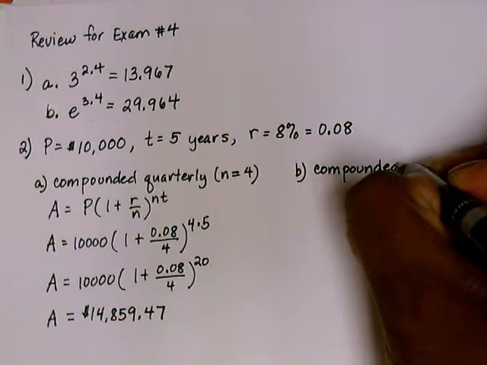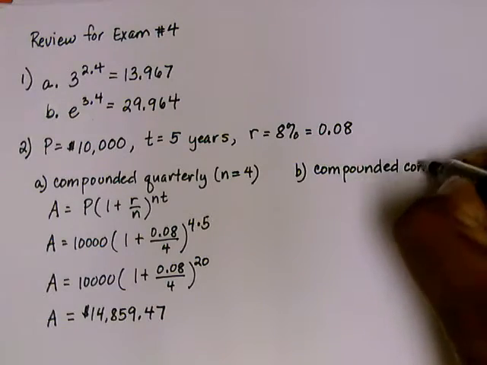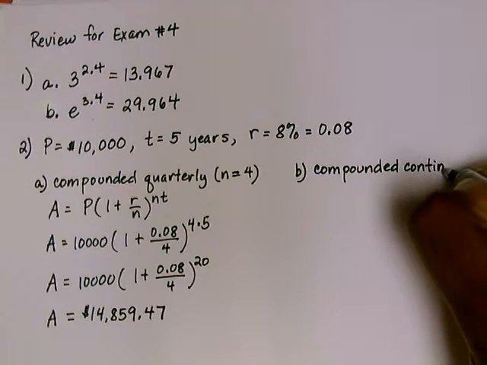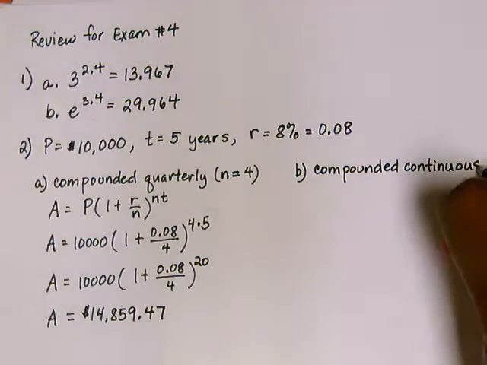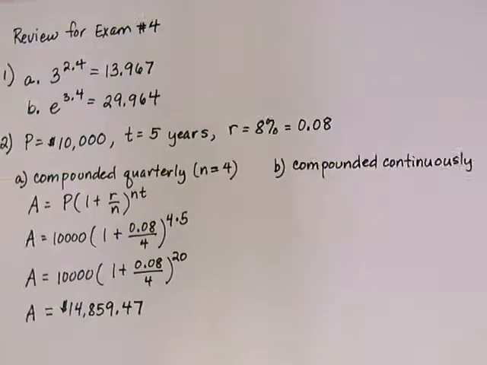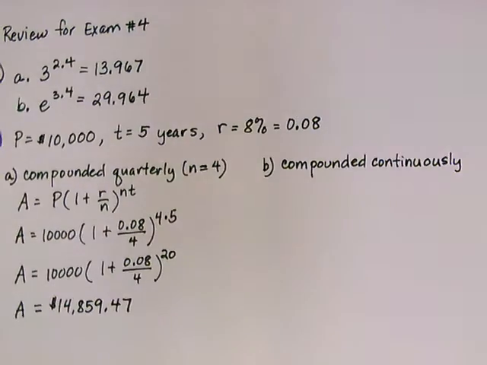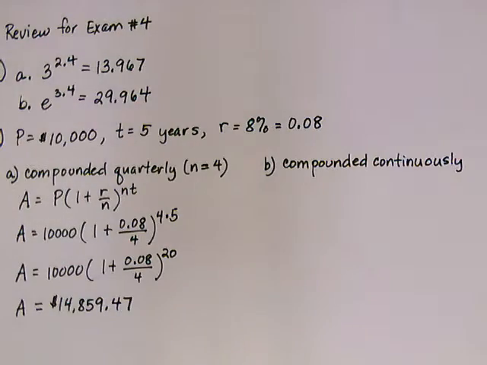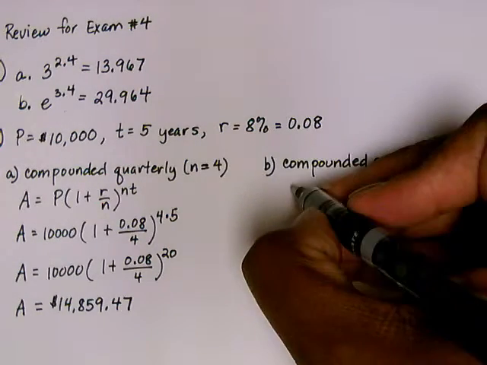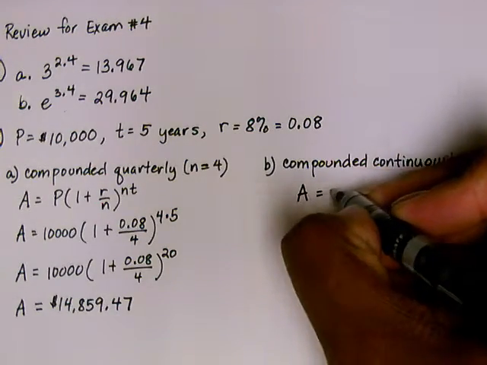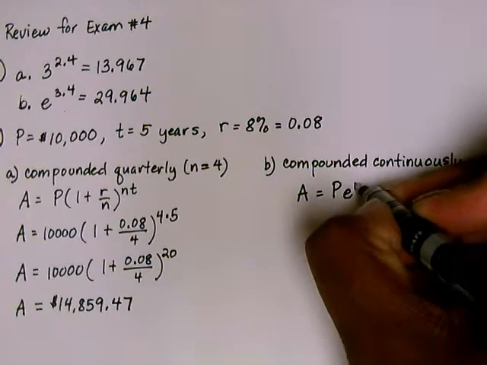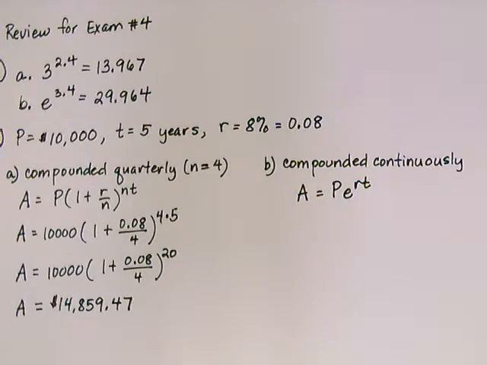compounded continuously. So now you want to find out what the accumulated value is of that investment at 8% compounded continuously at a time of 5 years. Well, anytime you're doing continuous compounding, you have to use this formula. A is equal to P times e to the rt.